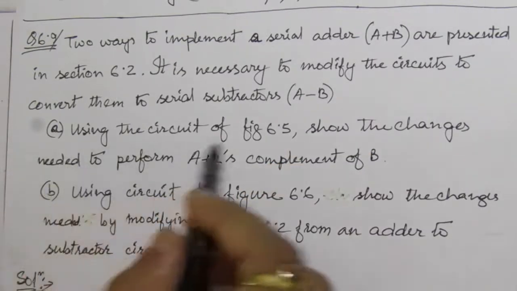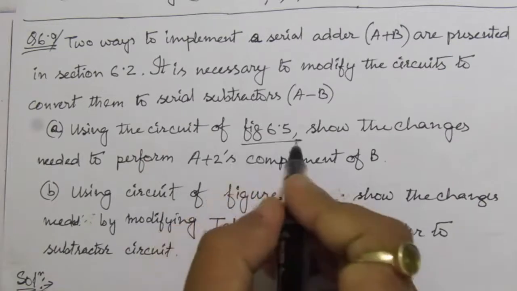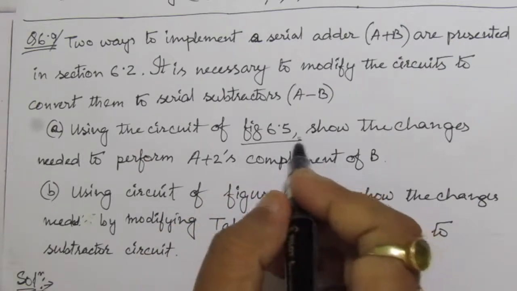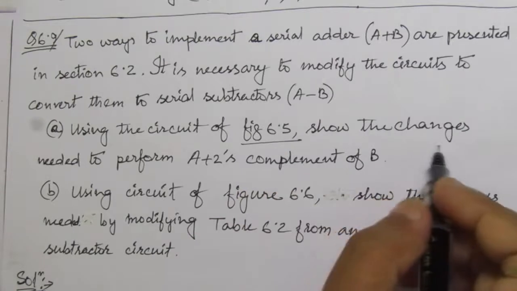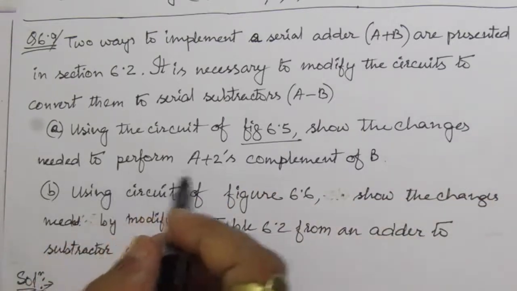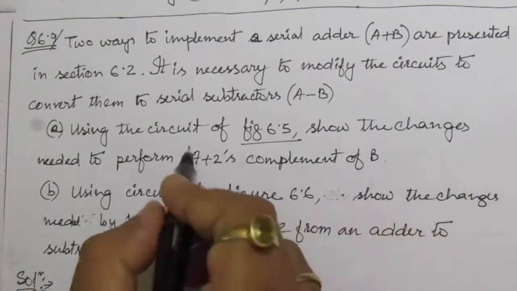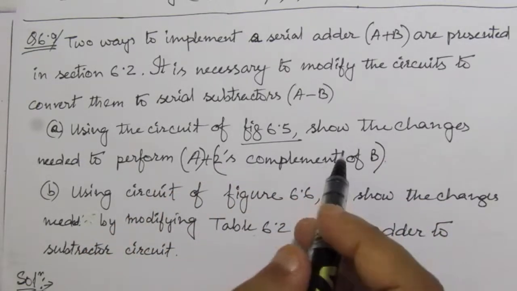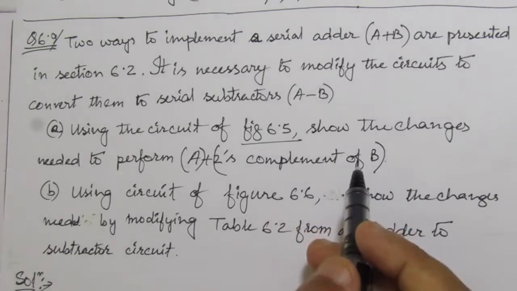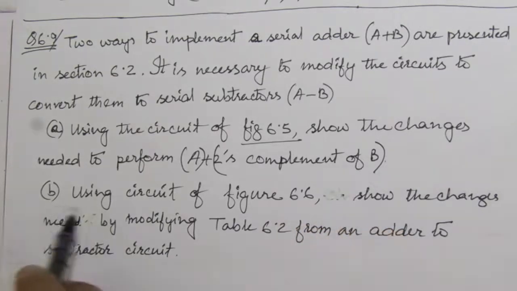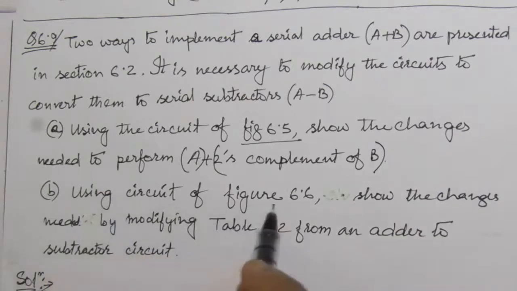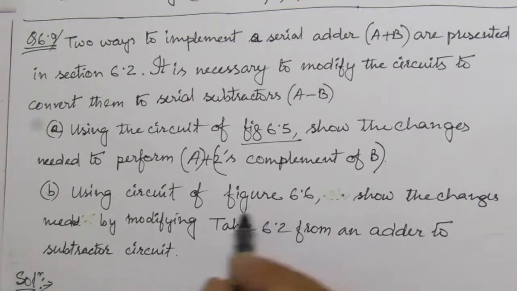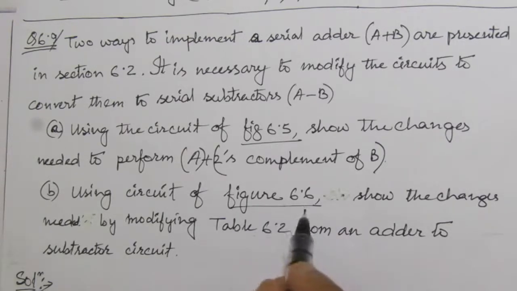In the first part, using the circuit of figure 6.5, this figure is from inside the chapter. In the previous problem we have seen this figure 6.5 shows the changes needed to perform A plus 2's complement of B. So subtraction can be done by adding the 2's complement of the subtrahend. And the second part of the problem is, using the circuit of figure 6.6, show the changes needed by modifying table 6.2 from an adder to a subtractor circuit. That means this figure we have to convert from an adder into a subtractor.